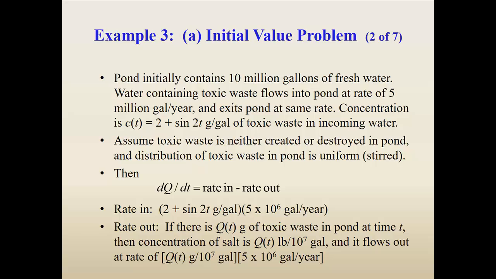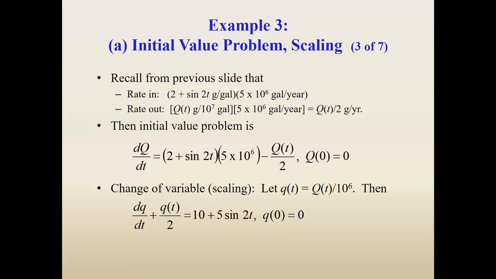So multiply that together and we get our rate in. The concentration of waste in the pond is the amount Q of t divided by how much water is in the pond, which is 10 to the 7 gallons, or 10 million gallons. And it flows out at a rate which is also 5 times 10 to the 6 gallons per year. Oh good, we have some cancellation. But here's the problem. We still have a term with 5 times 10 to the 6th there.